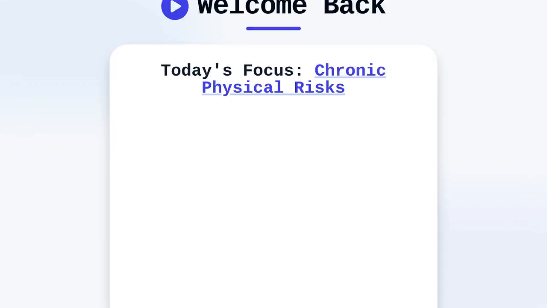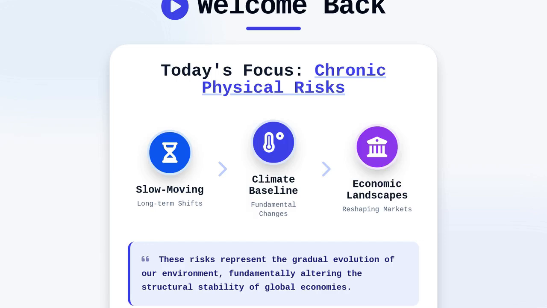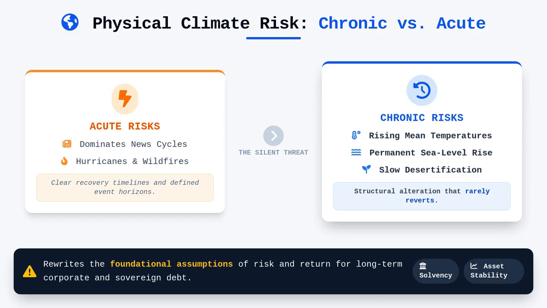Welcome back. Today, we turn our attention to chronic physical risks, which represent the slow-moving, long-term shifts in our climate baseline that fundamentally reshape economic landscapes. When we discuss physical climate risk, it is common to fixate on the catastrophic events that dominate news cycles, such as hurricanes or wildfires. However, from a risk management perspective, the silent, cumulative damage of chronic risks often poses a more profound threat to long-term solvency and asset stability.